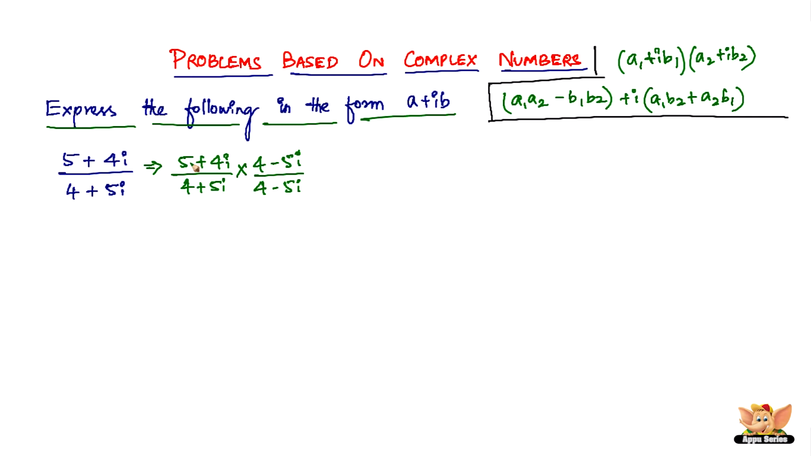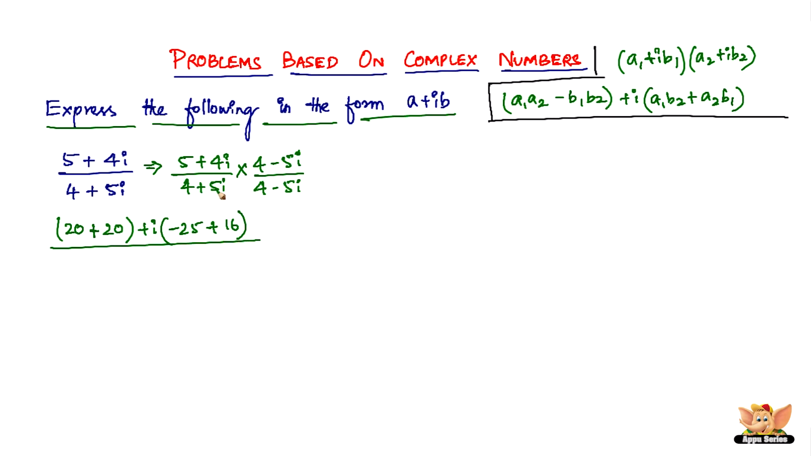So here we are now. Considering the numerator, we have a1 a2, so 5 into 4, which is 20, minus b1 b2. b1 is 4 and b2 is minus 5, so 4 into minus 5 is minus 20. So minus of minus becomes plus, so 20 plus 20, plus i times (a1 b2. a1 is 5, b2 is minus 5, so 5 times minus 5 is minus 25, and we have a2 b1, 4 times 4 is 16, so plus 16).